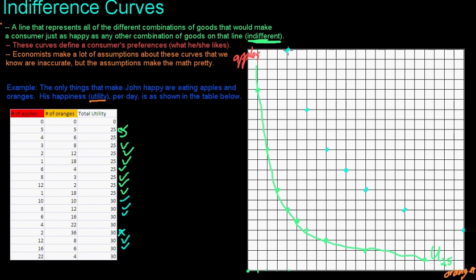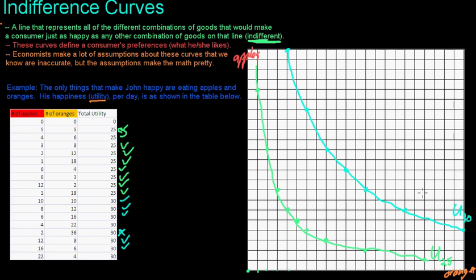So this is another one of John's utility or indifference curves. And this one represents a higher level of utility than the previous one. So this one we're going to label U of 30.